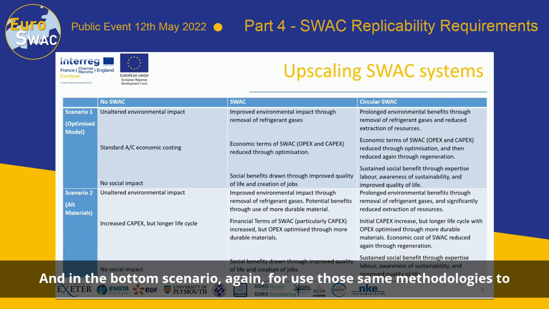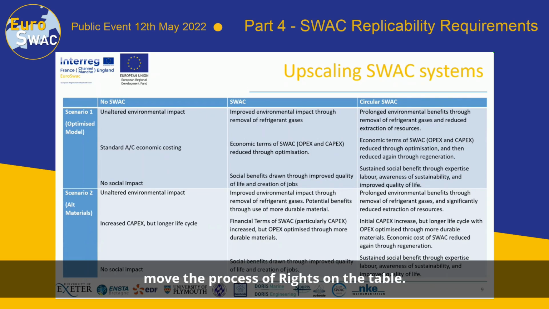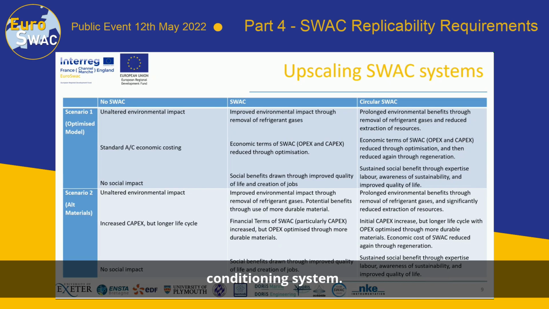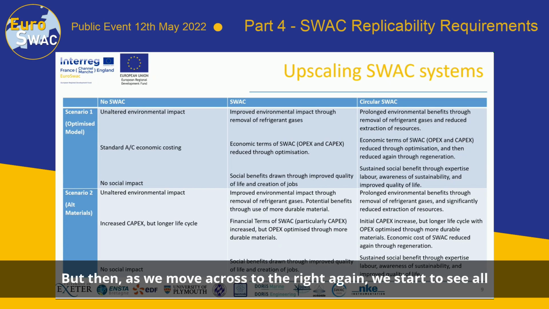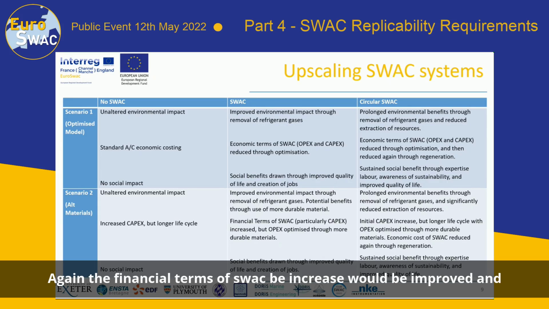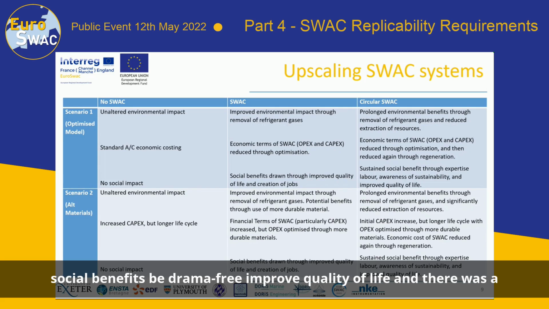And then in the bottom scenario, again, if we use those same methodologies to move across the right side of the table, on the left-hand side, we might have an altered environmental impact. We might have an increased capital expenditure through the use of more durable or slightly more expensive materials, but again, you have a longer life cycle. You'd have a little social impact, of course, with the traditional air conditioning system. But then as we move across to the right, again, we start to see all those improve. So with a more durable material-based SWAC system, you have improved environmental impact and a further improvement for more durable material. Again, the financial terms of SWAC would be improved, and social benefits would be drawn through improved quality of life.